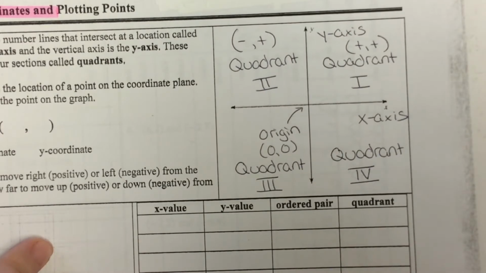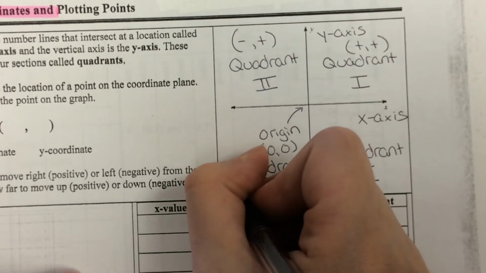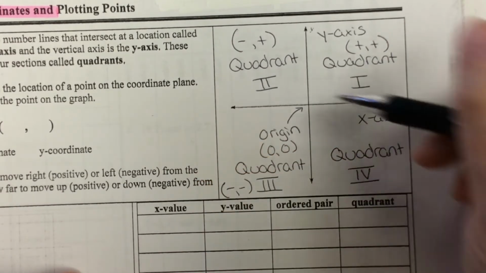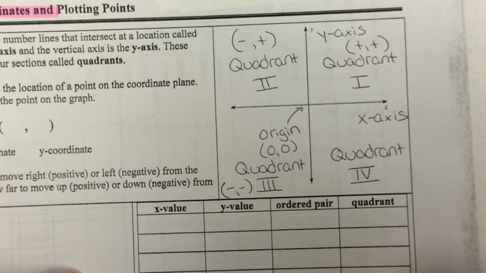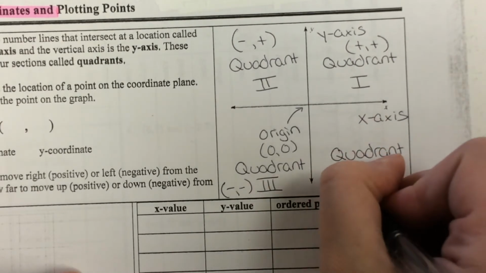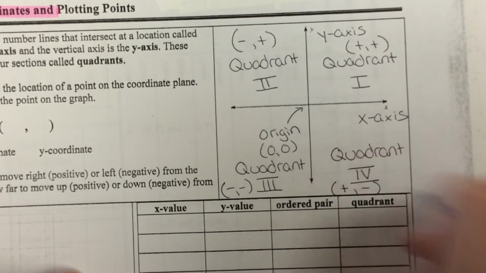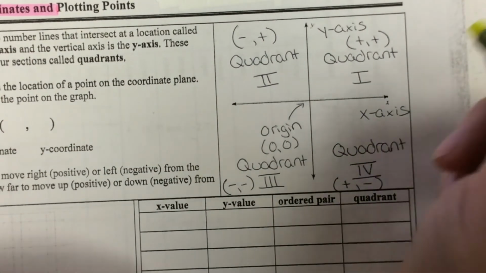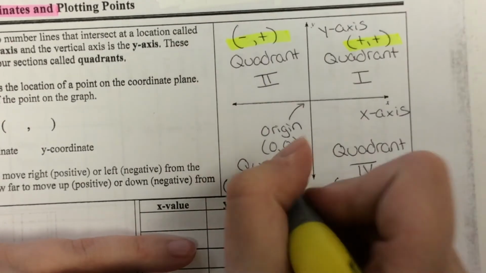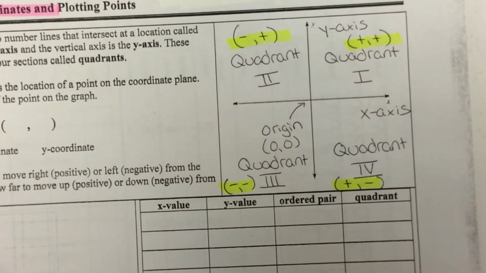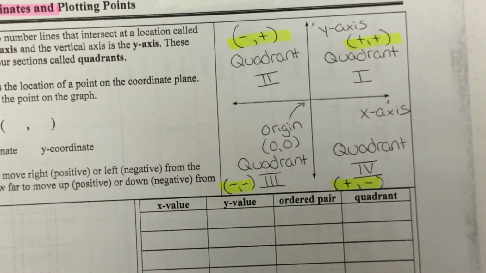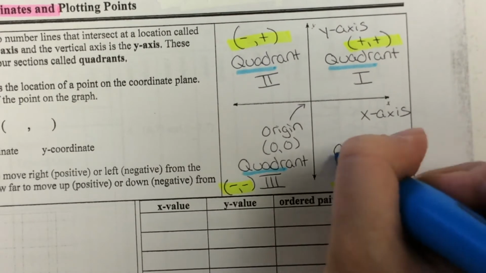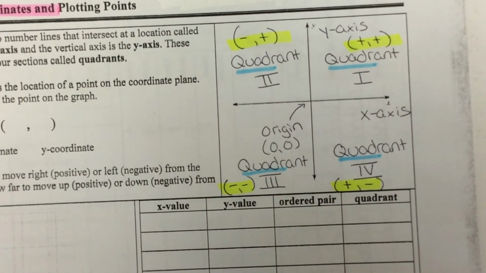And then we go down here to quadrant 3, which is going to be our negative x values and our negative y values because we go down on the y-axis. And then quadrant 4 is going to be our positive x values and our negative y values. So this will help you to see where points are supposed to be or where they belong when we start plotting points also. And like I said before, these are called quadrants because quad means 4, the prefix quad.